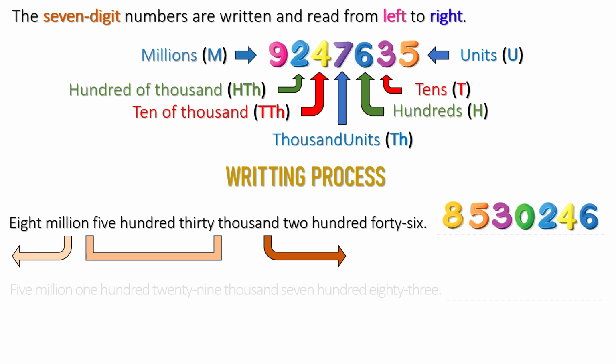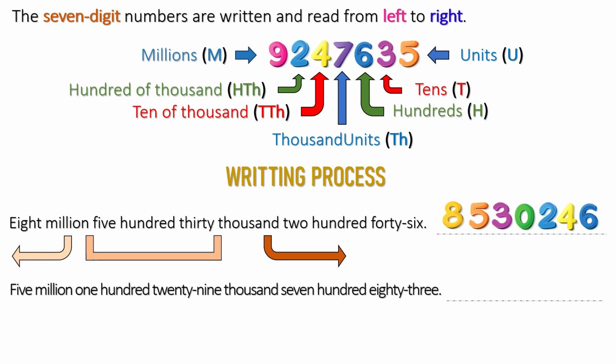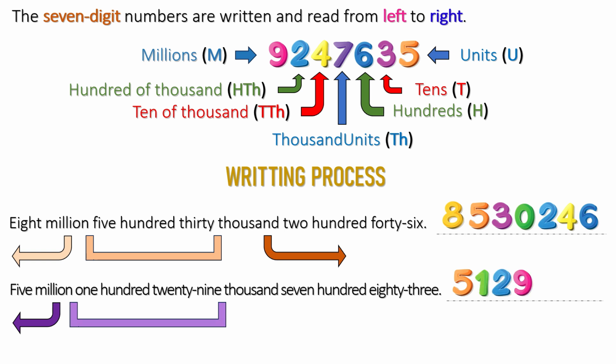Let's look at another example. We start by writing the number corresponding to the word that comes before the word millions. We continue writing the number corresponding to the words between the words million and thousand. And we finish by writing the number corresponding to the words after the word thousand.